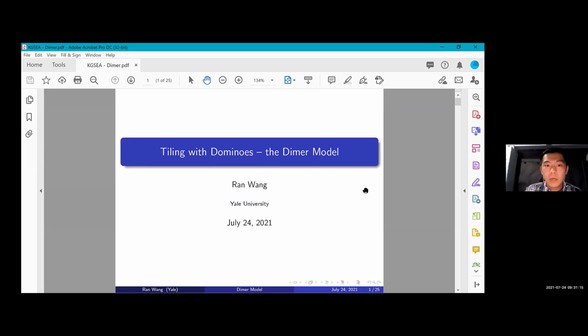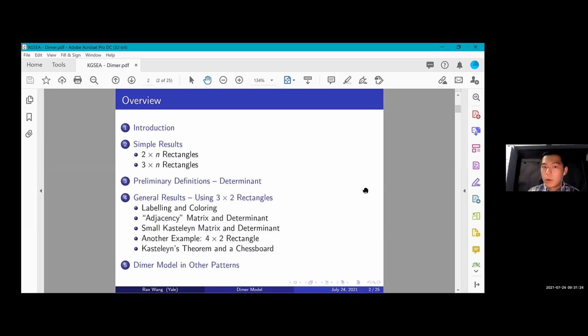So today I'm going to talk about tiling with dominoes, the dimer model, which is the model behind this problem. So this is the overview part. I will give a brief introduction to this problem. What are dimers? Why we care about that, and I'll provide some simple results like in 2 times n rectangles and 3 times n rectangles.